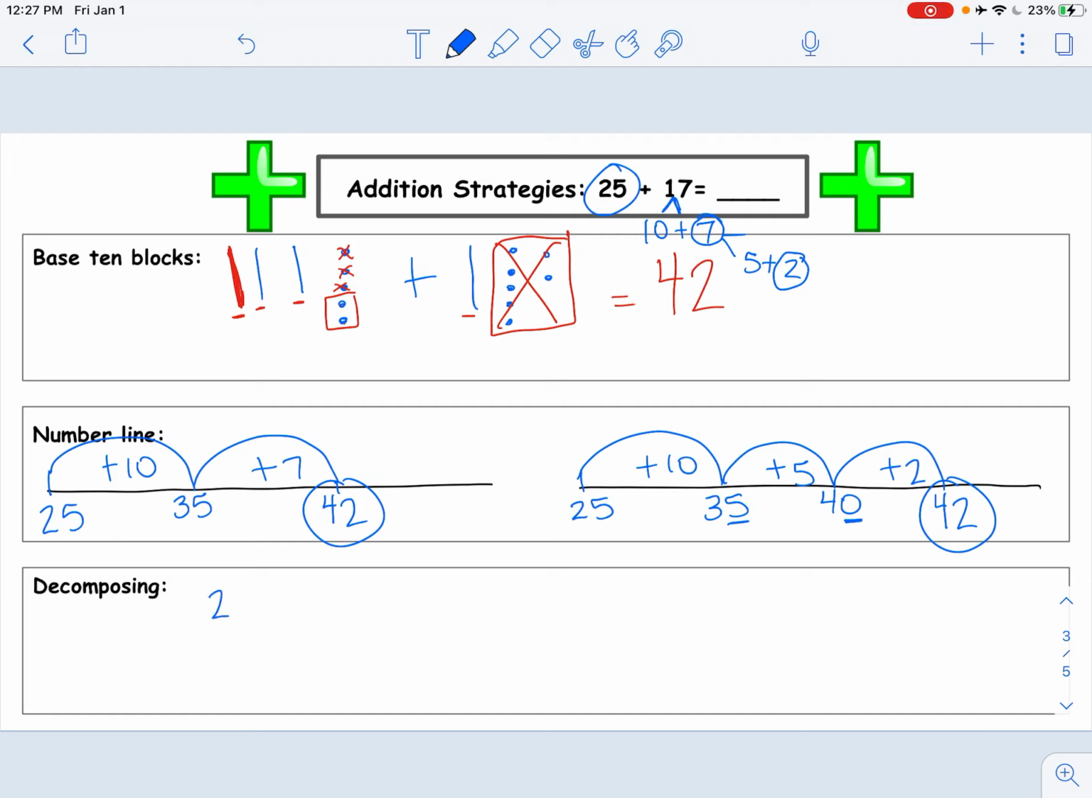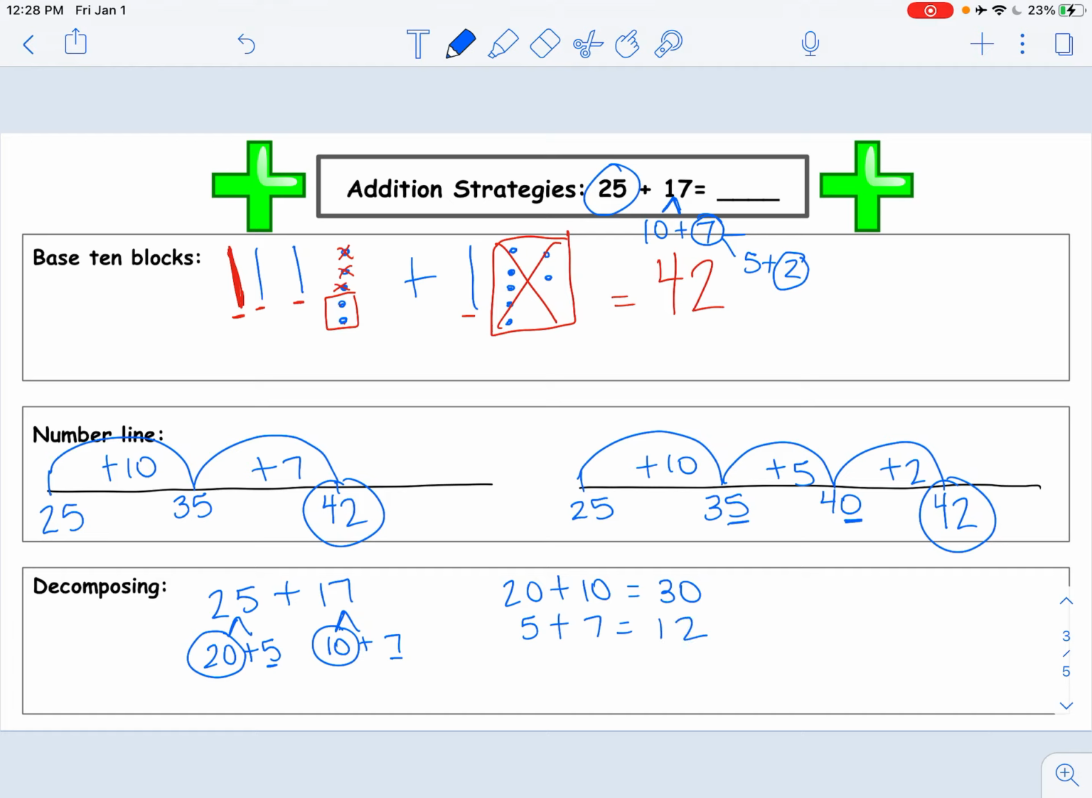What I'm going to do is write the equation again, 25 plus 17. And we're going to break down each number by tens and ones. So 25 has two tens, which is 20 plus 5, and 17 becomes 10 plus 7. So the first thing I'm going to do is add my tens. I'm going to write it over here. 20 plus 10 equals 30. And then I have my ones, so underneath it I'm going to do 5 plus 7 equals 12.